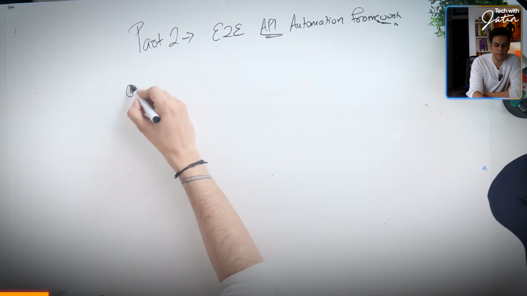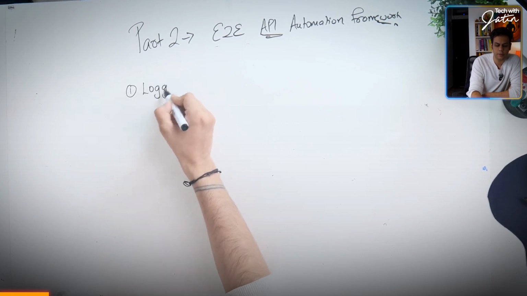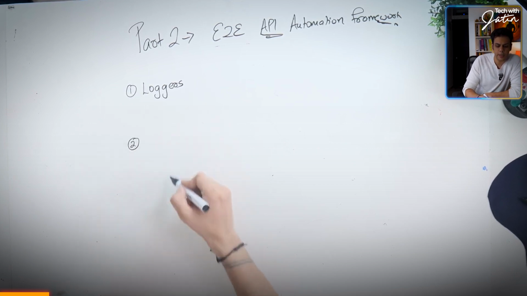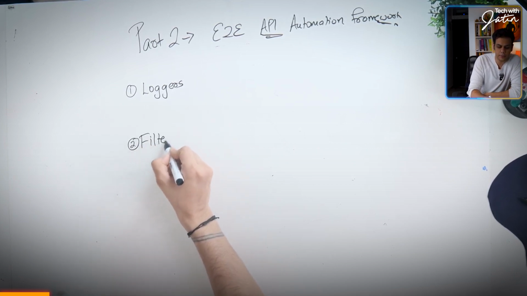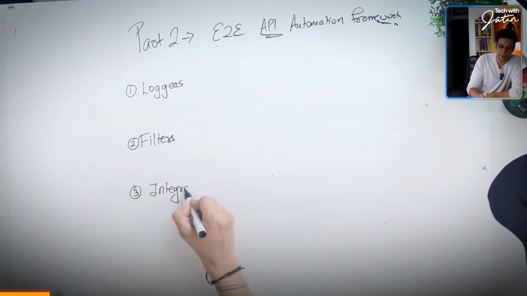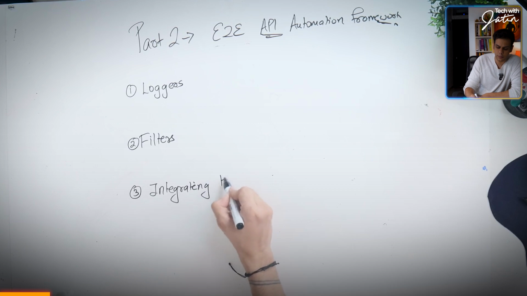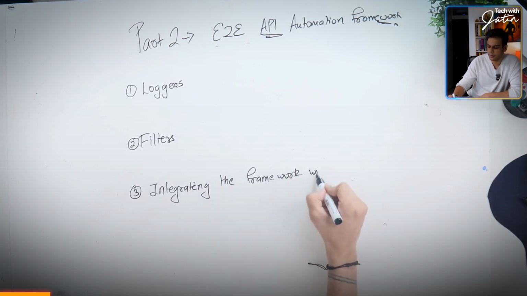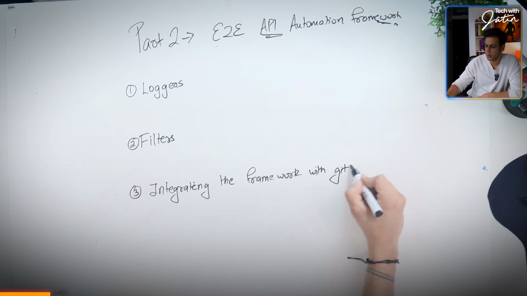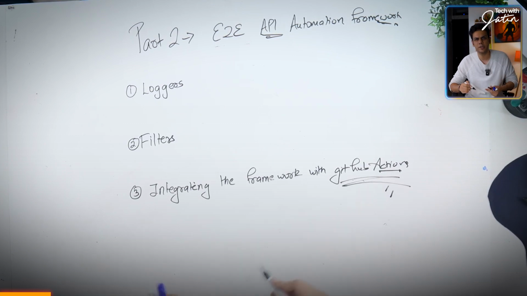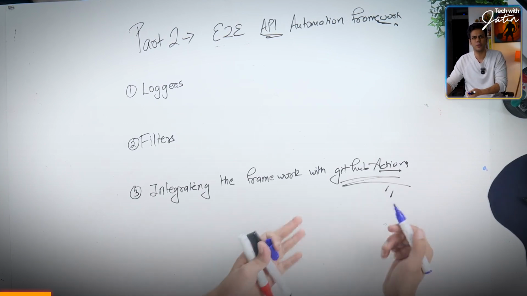Now, in today's class, we will be focusing on three things: loggers, the second thing is going to be filters, and the third thing is integrating the framework with your GitHub Actions. Sometimes people ask, Jatin, you are integrating with GitHub Actions. Is it a different thing from Jenkins? Suppose I want to integrate the framework with Jenkins. You can do that.